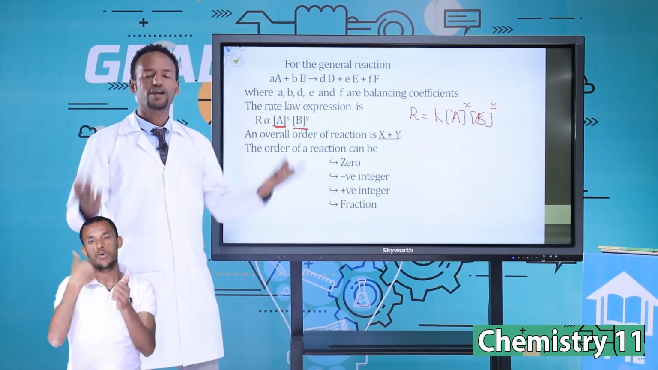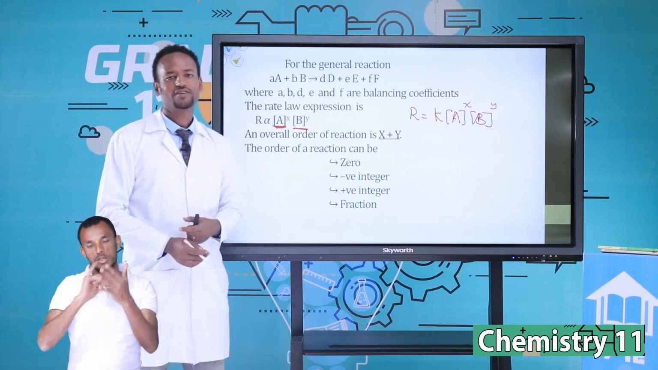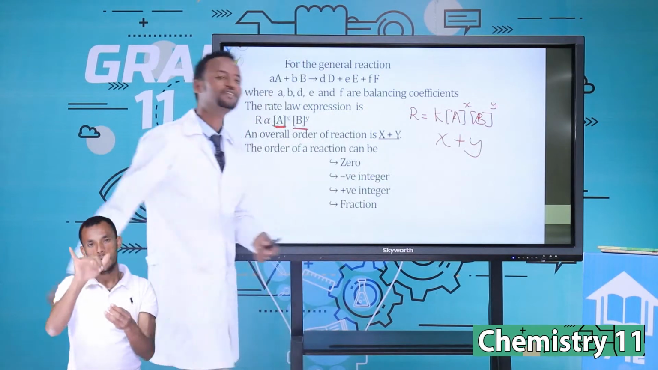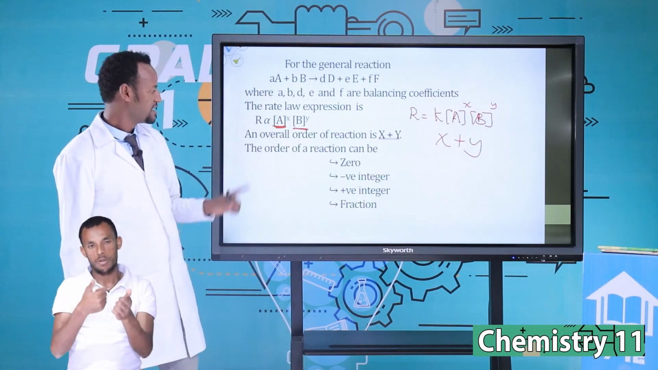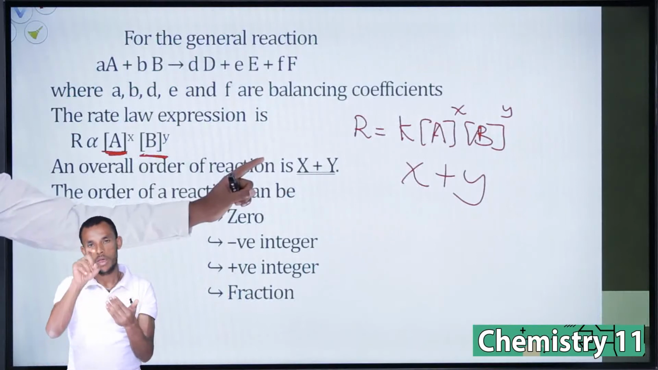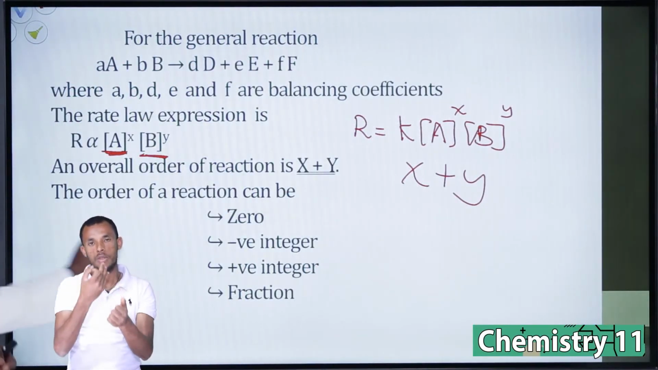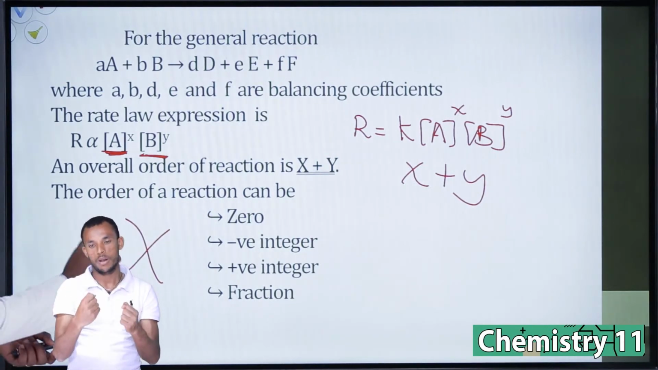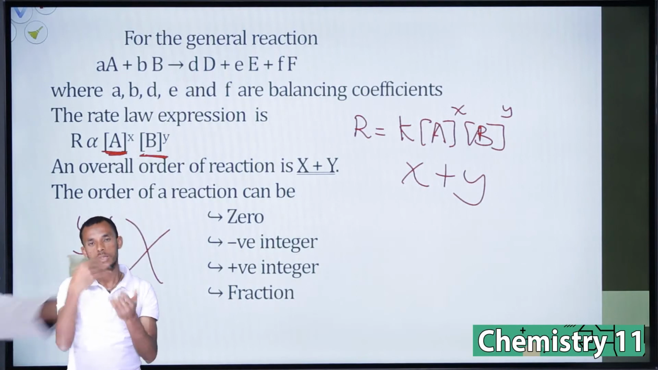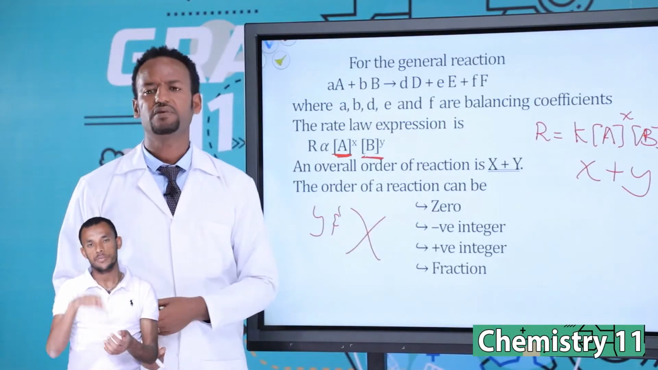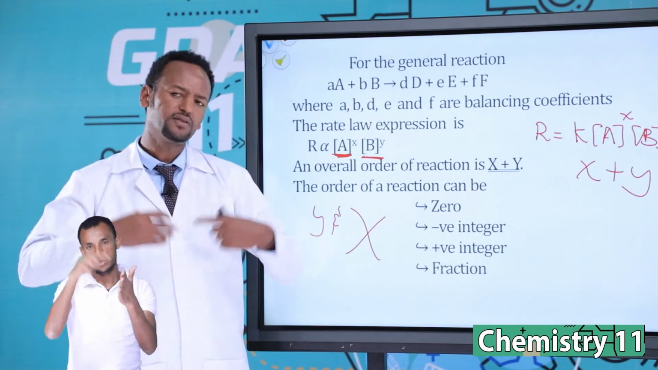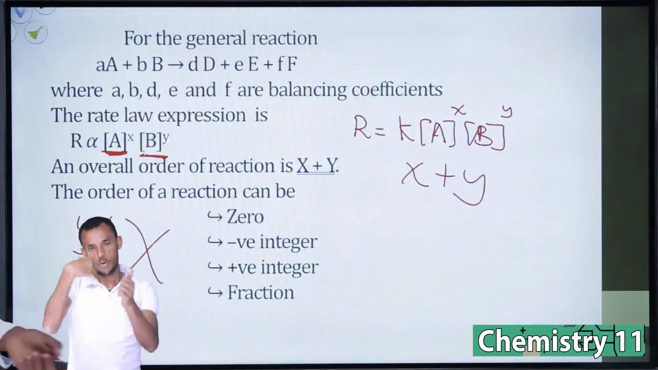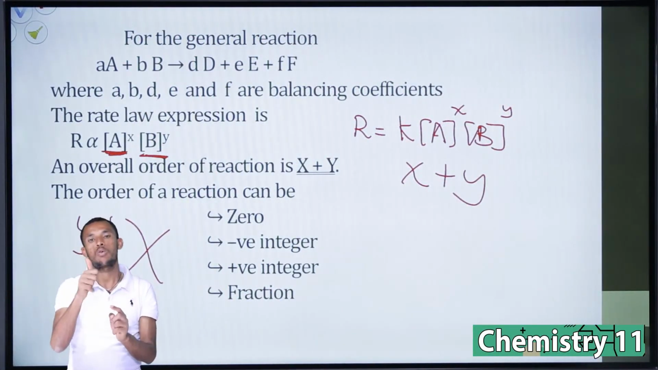What is the overall order of the reaction? The overall order is X plus Y. Simply, X plus Y is the order of the reaction. The order of the reaction, or simply X, may be 0. Zero is possible, not only for X but also for Y. Negative integers are possible, positive integers are possible, and fractions are possible. This is the order of reaction, but X is not the stoichiometric coefficient.